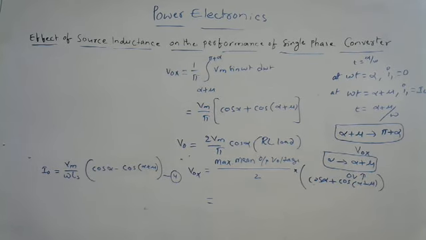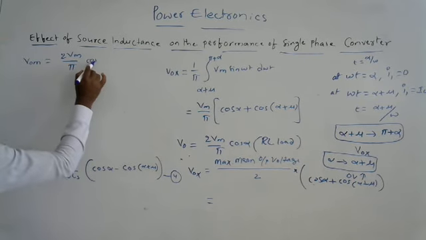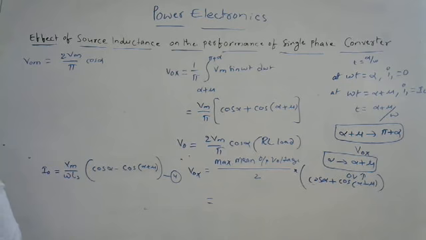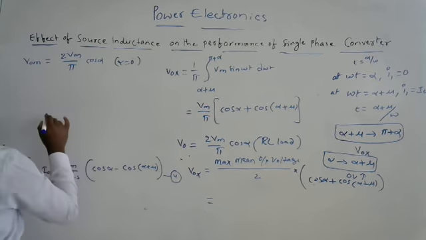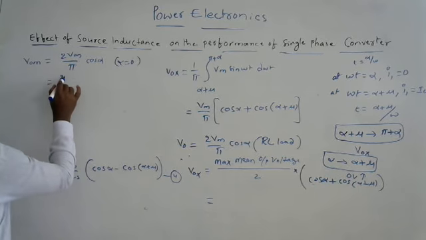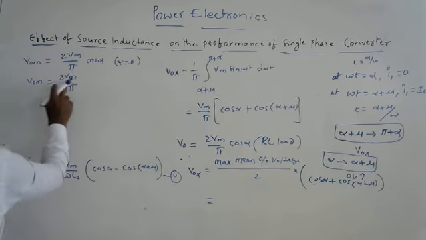The maximum mean output voltage I am indicating with the maximum output voltage. That is 2Vm upon pi. Actually, there is cos alpha, right? Cos alpha we are taking up to 90 degrees, then cos alpha is 0. Suppose alpha equal to 0, when you substitute alpha equal to 0 degrees, then what we are getting? Simply this is 2Vm upon pi. This is what we call maximum output voltage that we are getting for alpha equal to 0. So just write down this one here.